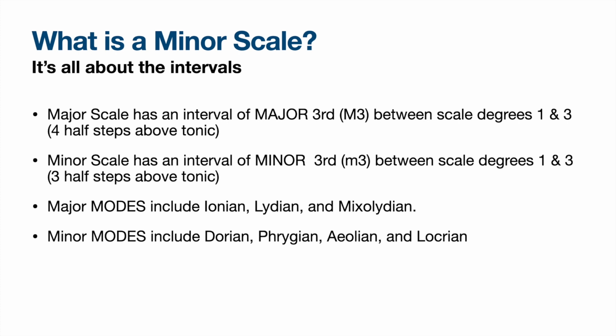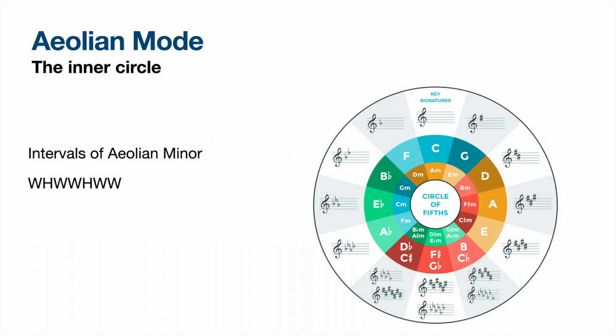Okay, and not to get you confused, but we'll talk about this here. Major modes include Ionian, Lydian, and Mixolydian. Your minor modes include Dorian, Phrygian, Aeolian, and Locrian. 99% of the time when people say minor key, they mean Aeolian. All right, so what is Aeolian?